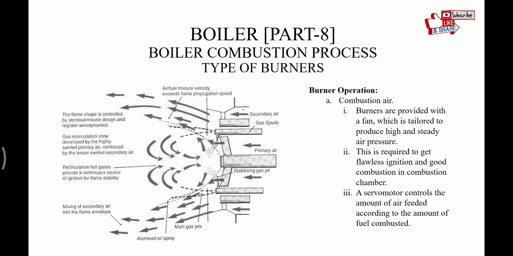So let's see how the burner operation takes place. First, the combustion air. Burners are provided with a fan which is tailored to produce high and steady air pressure. This is required to get flawless ignition and good combustion in the combustion chamber. A servo motor controls the amount of air fed according to the amount of fuel combusted.